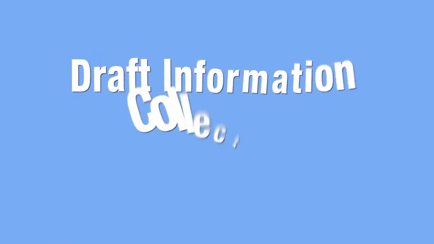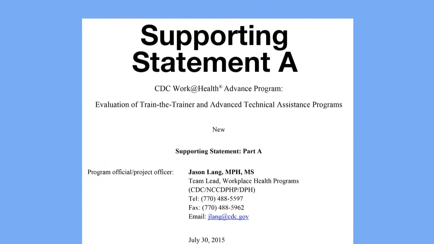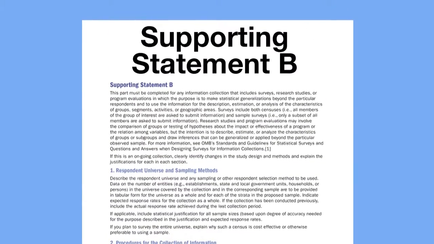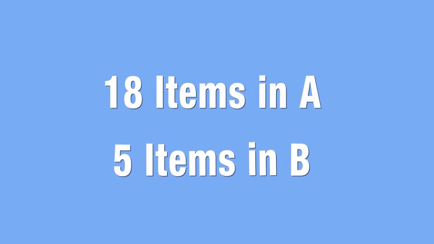The draft information collection request package should contain the following: supporting statements A and B, which include narrative information explaining the information collection's purpose, scope, and benefits, as well as the methods used to gain information for general purpose statistics. There are 18 items for response in supporting statement A and 5 items for response in supporting statement B.